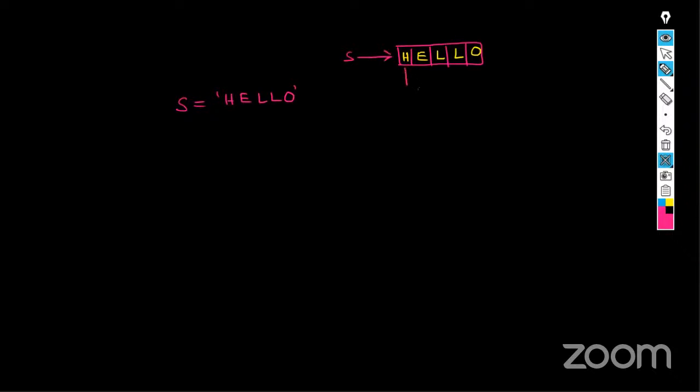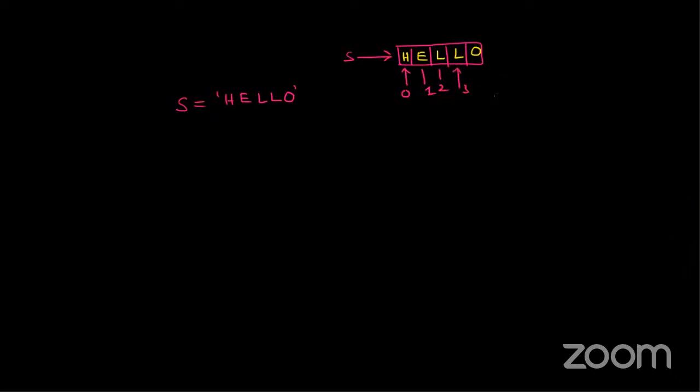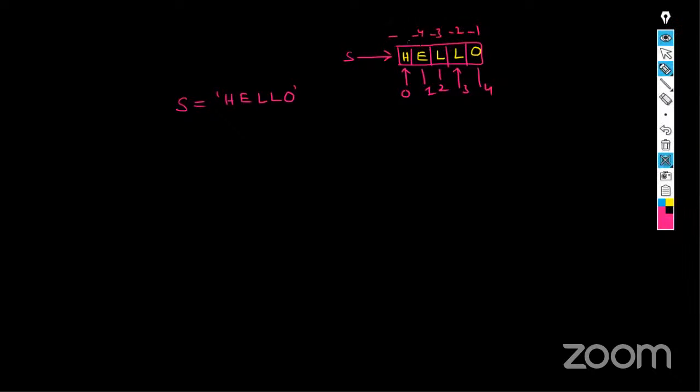So indexing will work the same way we have seen in the case of list or tuple. This is 0, this is 1, this is 2, this is 3, this is 4. And negative indexing will also work in the same way: -1, -2, -3, -4, -5, guys.